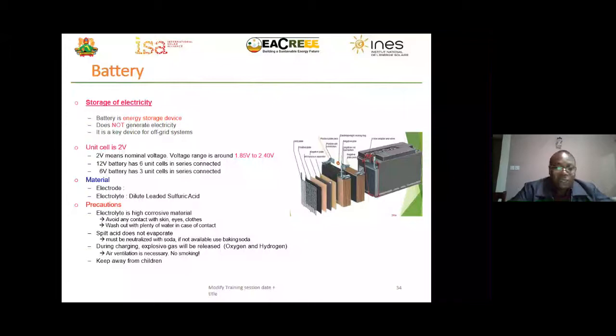During charging, usually we have some gases that are emitted from the 2 electrodes, oxygen and hydrogen. And for this reason, you are required to store these battery banks in a well-ventilated room to avoid damage, because the gases are sometimes flammable, and therefore smoking is also not advisable around them. And because of the corrosive nature, also try to keep children away from them.